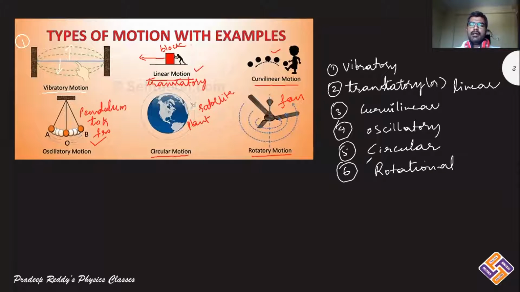Of course, periodic motion is a part of vibratory motion. So periodic motion, we will not consider as a separate chapter. Periodic motion is a part of vibratory as well as oscillatory motion. These are the different types of motion which we generally learn in the class 11 syllabus. We will be learning about circular motion in this part. In this video session, I will be teaching you what is circular motion.